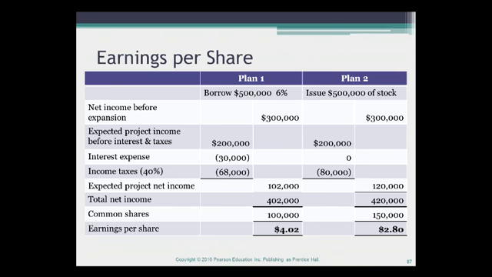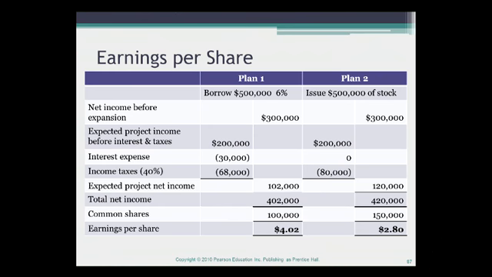We're going to look here at the effect on earnings per share if you decided to borrow money or if you issued stock. So let's say a company needed $500,000 of capital to do a special project and expand. Their two plans are either they borrow $500,000 at 6% or they issue $500,000 of stock. Let's look at how this would affect their financial statements. First, they borrow $500,000. Net income before the expansion is $300,000. This is the same under both scenarios. Under both scenarios, we project that the expected income before interest and taxes on this project is $200,000.